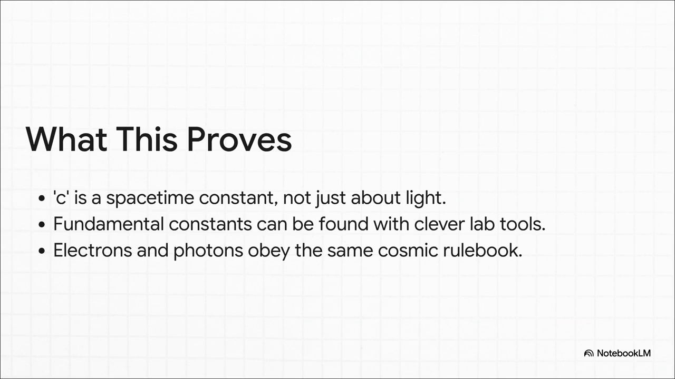First, this is beautiful proof that c really is a property of spacetime, not just some random speed for light. Second, it shows you don't always need a giant billion-dollar machine to test fundamental physics. Sometimes a clever tabletop experiment is all you need. And finally, it proves that everything in the universe, whether it's a particle with mass like an electron or one without, like a photon, they all have to play by the same cosmic rules.